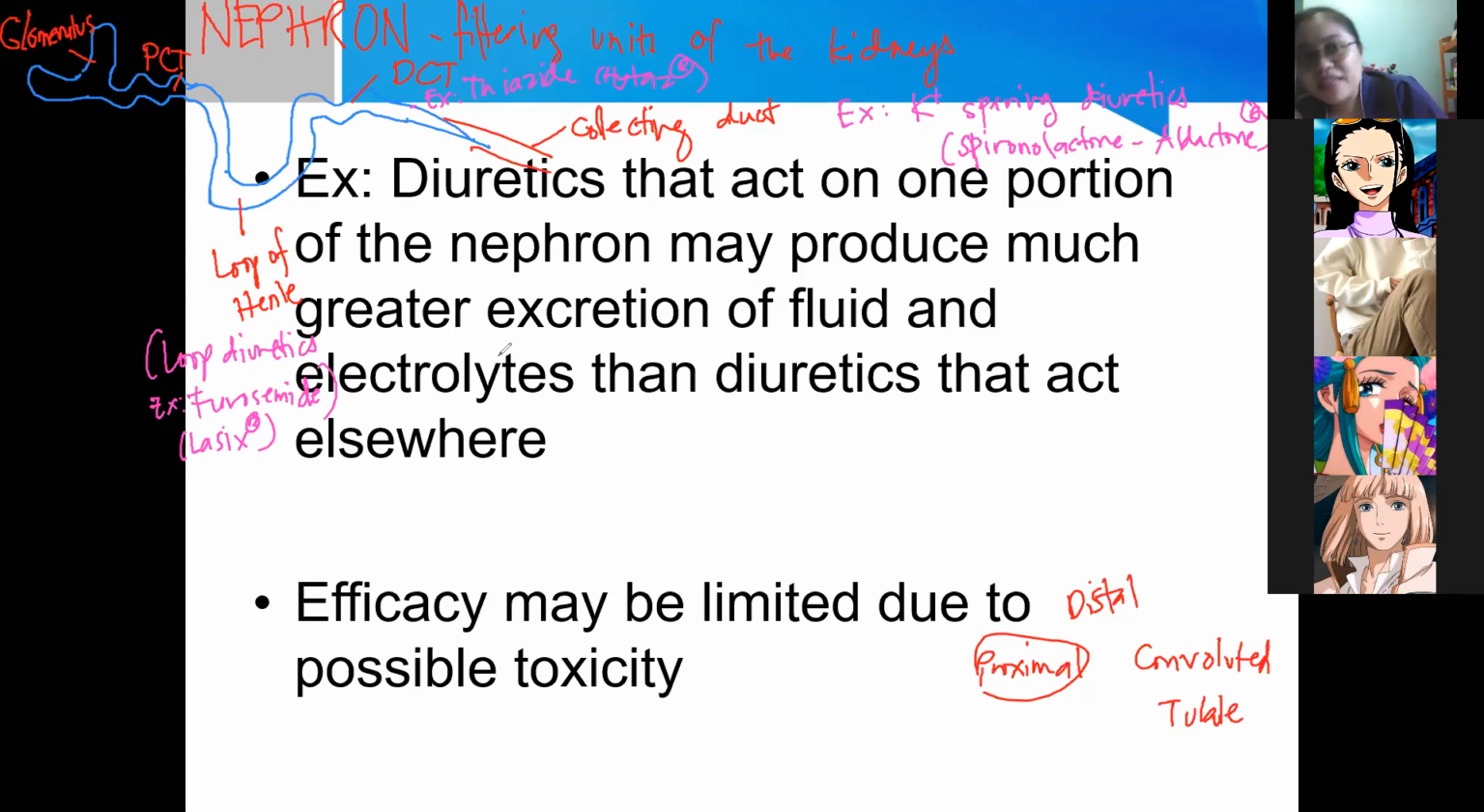So, depende sa part sa nephron. Since si loop of Henle ang pinakadaghan og sodium, daghan din ang ma-reabsorb na sodium sa loop of Henle. So, inhibit na din ni furosemide, dili na ma-reabsorb si sodium. So, mas daghan pud na water ang mosunod. So, daghan na urine. Mao nang pinakataas o maximal efficacy sa ila ang loop diuretics.